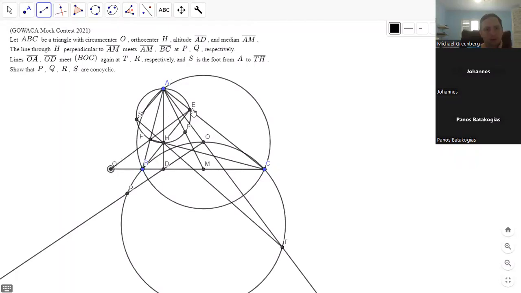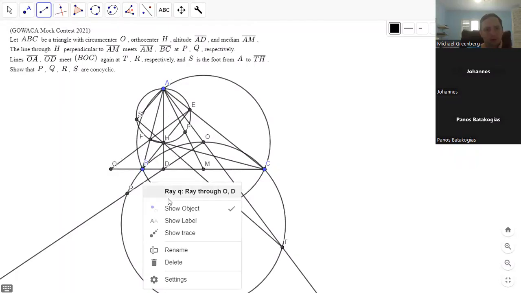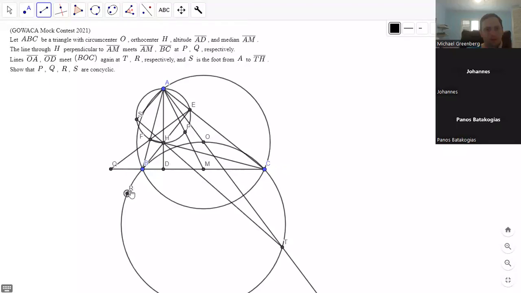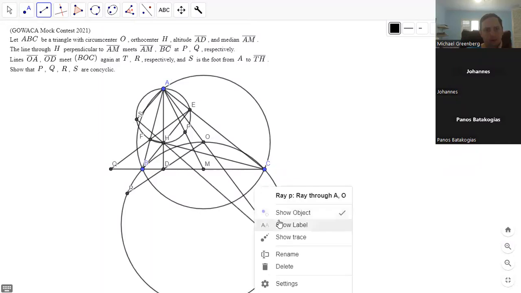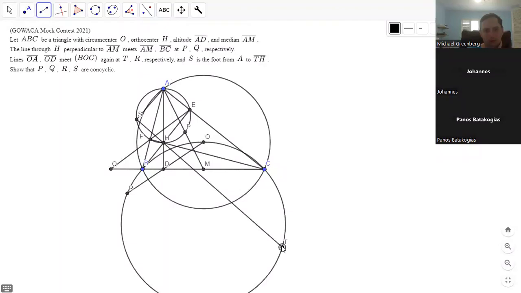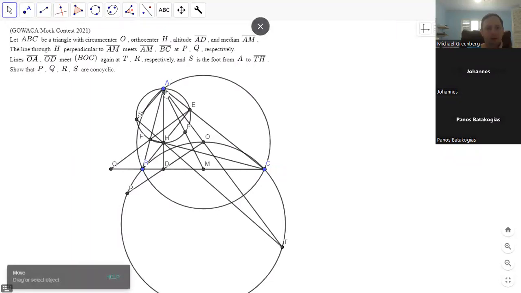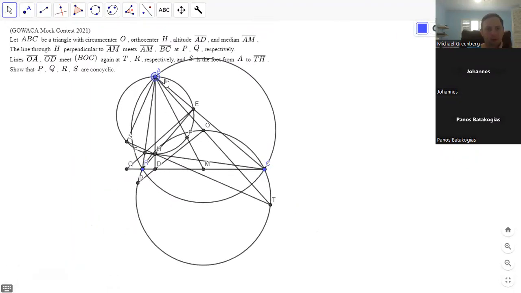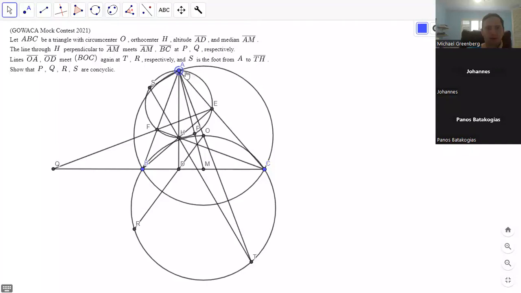So we have this. All right. So is it true that EF and OD are parallel? I don't think that. Yeah, that's not true in general.